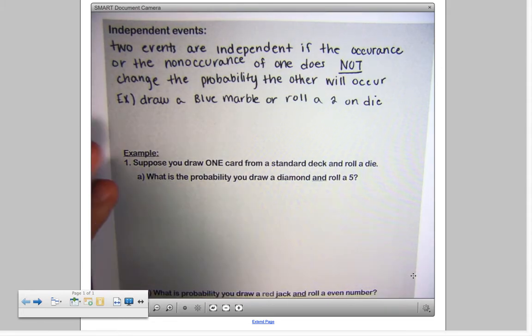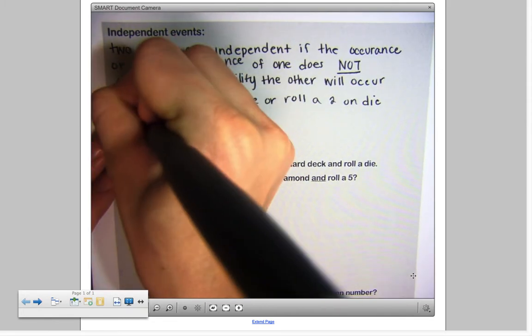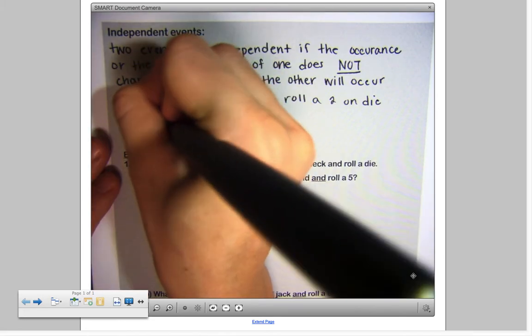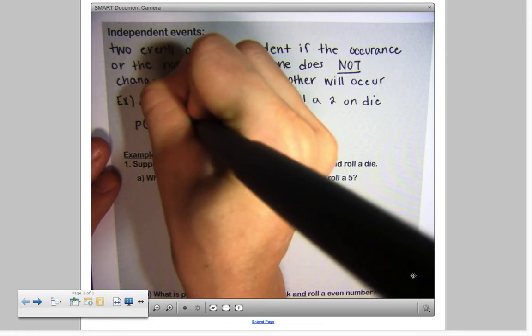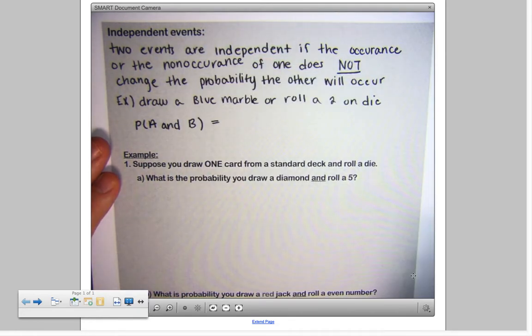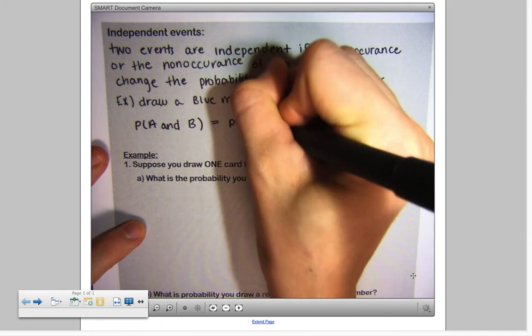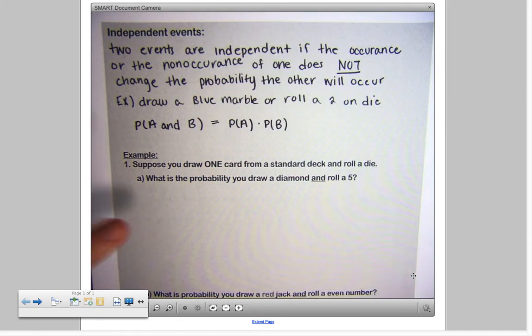If two events are independent, then the probability of A and B is equal to the probability of A times the probability of B. Okay, so only if the events are independent do we get to multiply the two probabilities together.